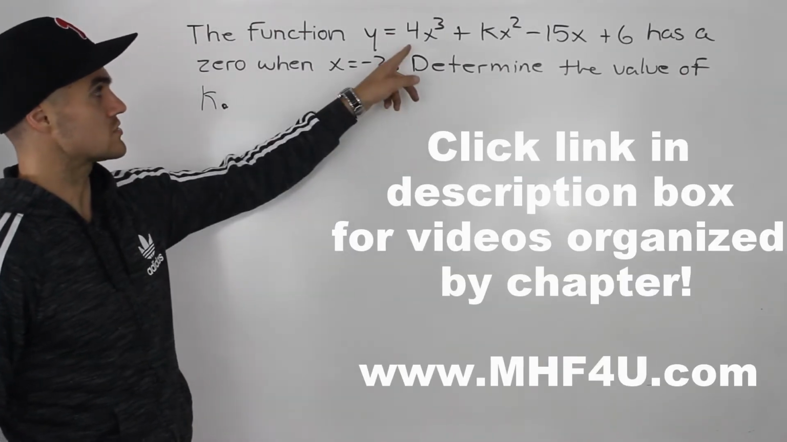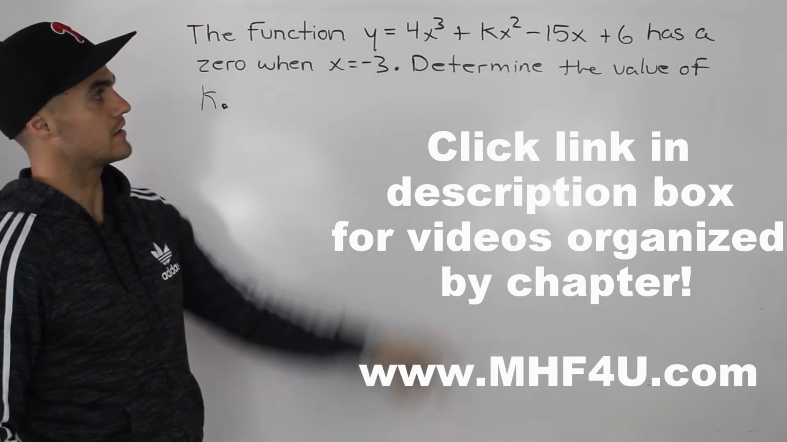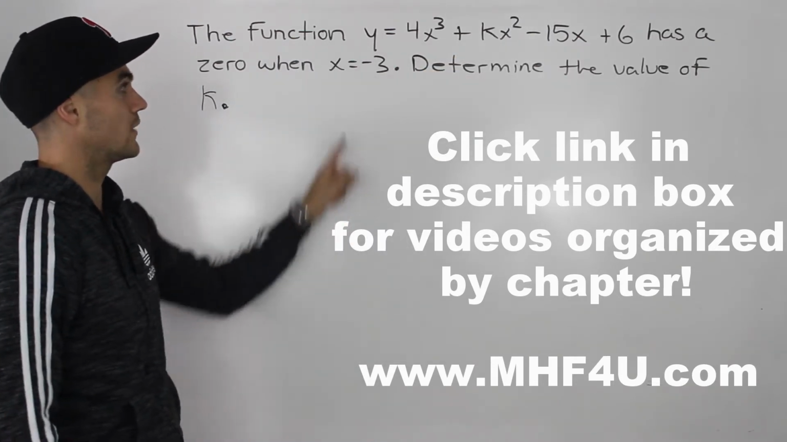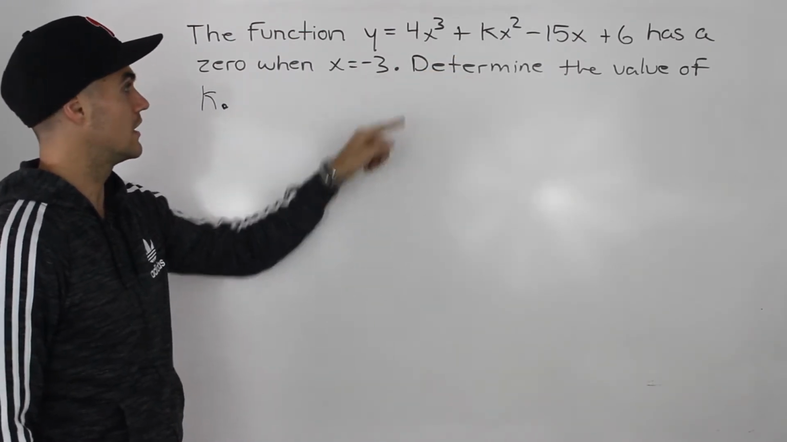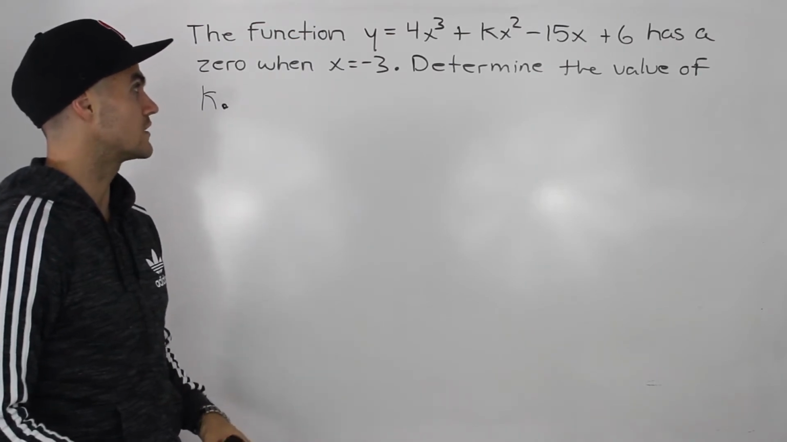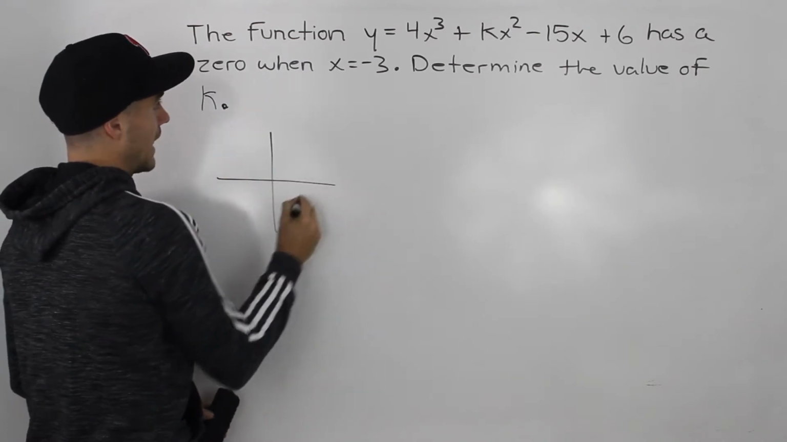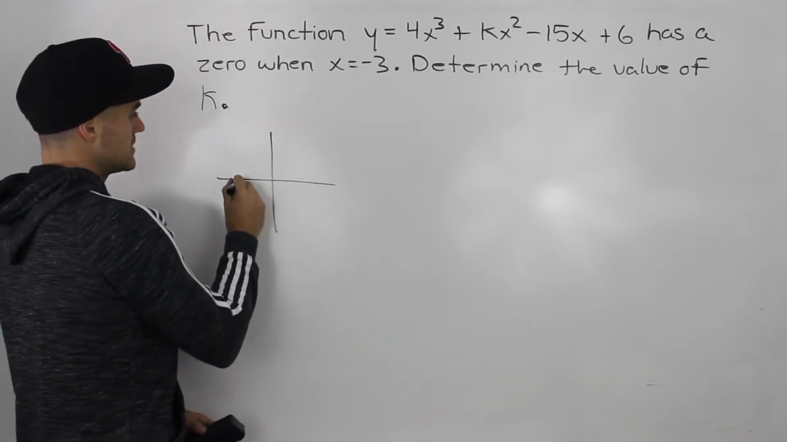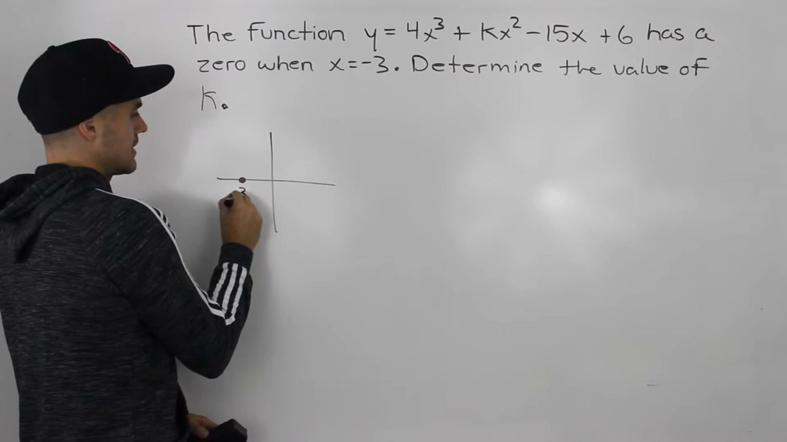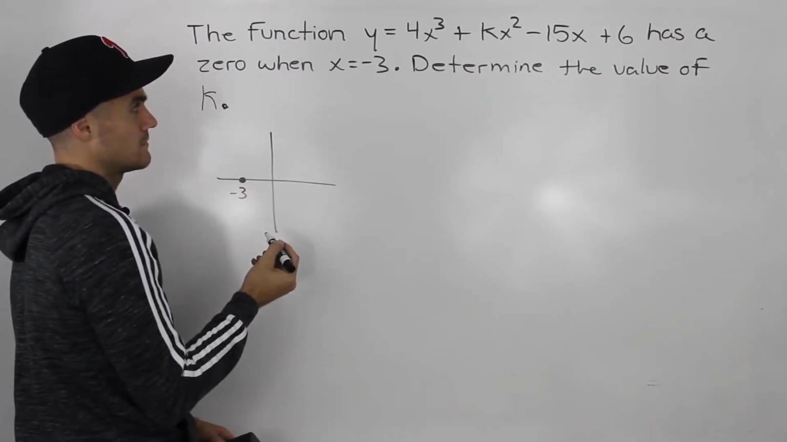The function y equals 4x cubed plus kx squared minus 15x plus 6 has a 0 when x is equal to -3. Determine the value of k. Okay, what does this mean? That a function has a 0 at x is equal to -3 just basically means that there's an x-intercept at -3.